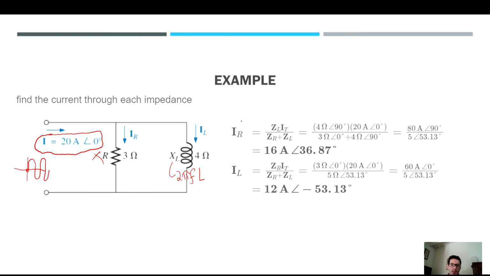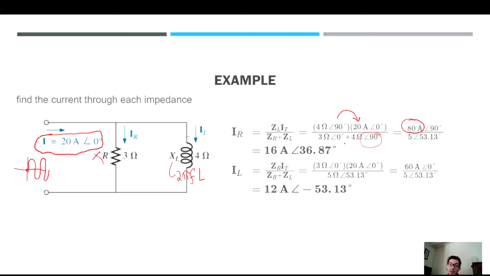We use the current divider rule. We know that the denominator is always going to be the sum of both elements. So we're going to have 3 ohms plus 4 ohms at a phase shift of 90 degrees because it's an inductor. Then, multiplying, we're going to have 4 at a 90 degree phase shift, which is the same here and here, times 20 amps. For multiplying phasors, you simply multiply the magnitudes, so 4 times 20 is 80, and you add the phase shifts, 90 plus 0 is 90. So the numerator is 80 amps at a 90 degree phase shift.